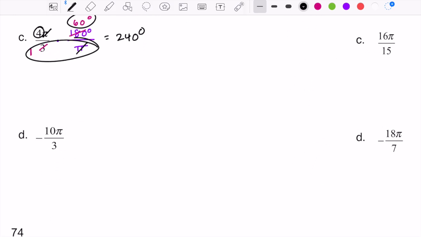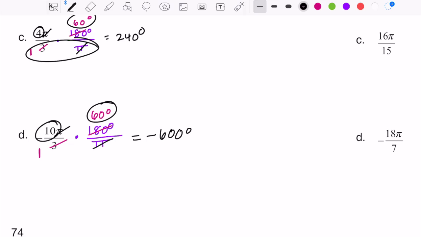Alrighty, negative 10 pi over 3, so I know it's going to be negative, and I'm going again to multiply with the pi in the denominator. So then the pi's cancel out, and then I'm just going to reduce. 3 goes into 3 once, and 3 goes into 180 60 times. And then I have negative 10 times 60 degrees equals negative 600 degrees.